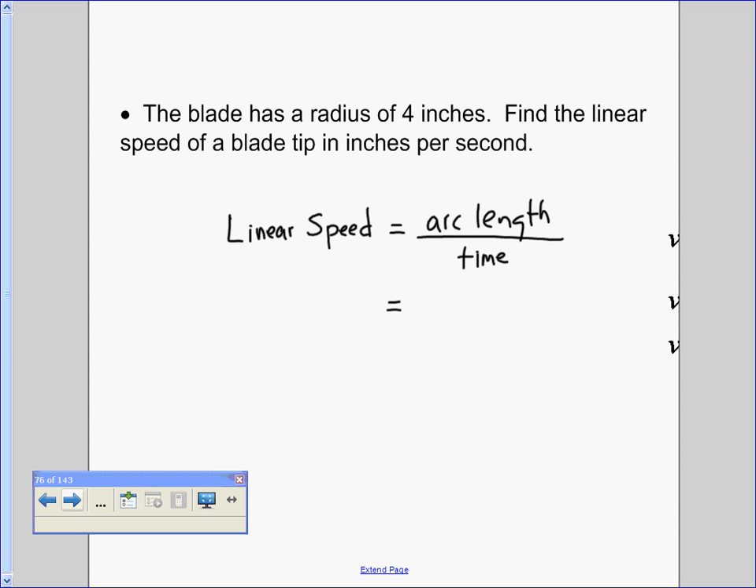Okay, and so what is our arc length going to be? Last time we went with 1 complete revolution, so we'll do the same thing this time. 1 complete revolution is going to be 2 pi radians, and it's going to be times 4. So you notice this is the same as taking the circumference of that circle, and it's going to take us 1/40th of a second to do that. And so we simplify this, and that's going to give us 320 pi, and this time we're in inches per second.